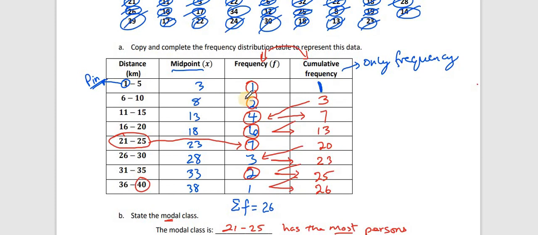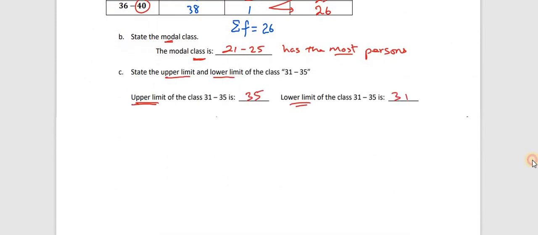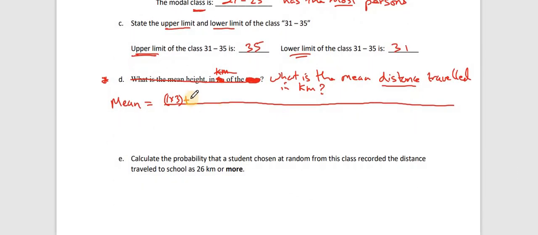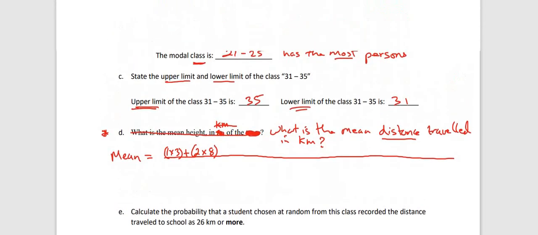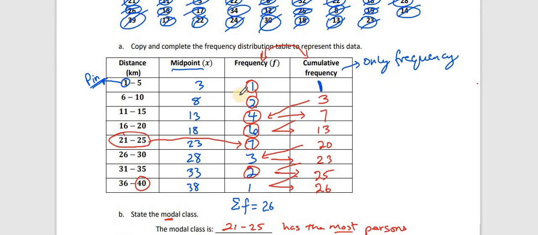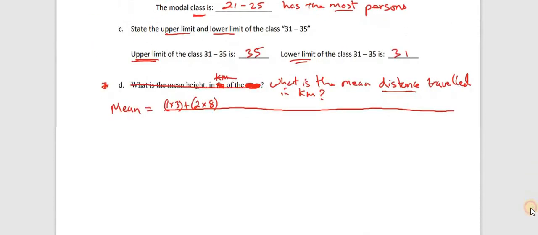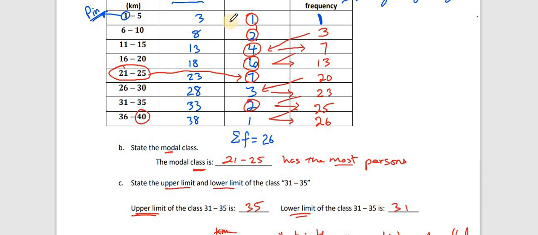But what's the next one? How many persons traveled 8 kilometers? 2 persons, right? Yes, so it's 2 times 8. Remember the 8 simply represents the class 6 to 10. 4 persons traveled what? 13 kilometers, right? So 4 by 13. So 1 times 3, 2 times 8, 4 times 13.